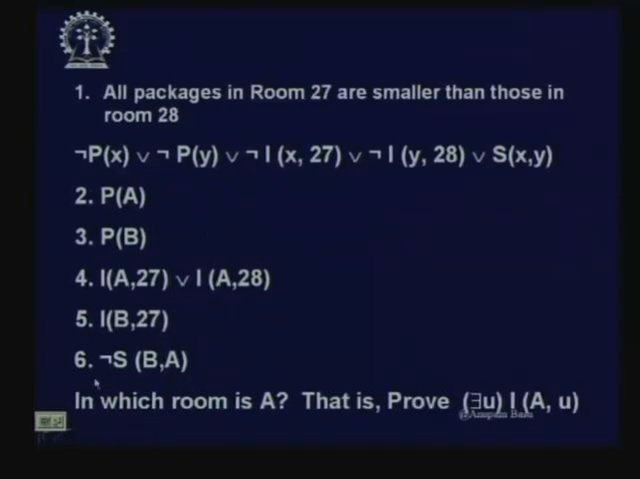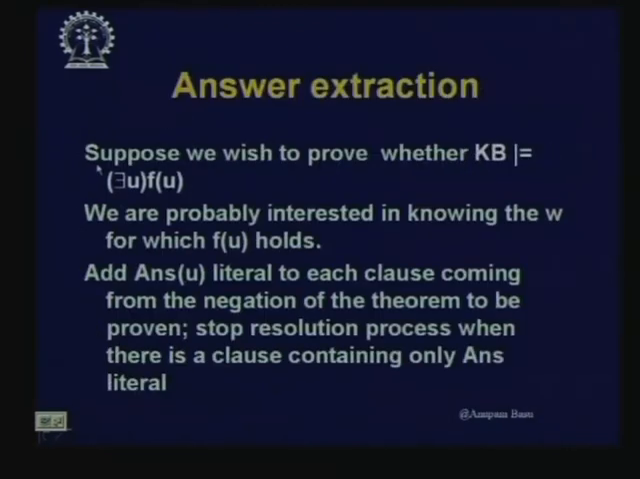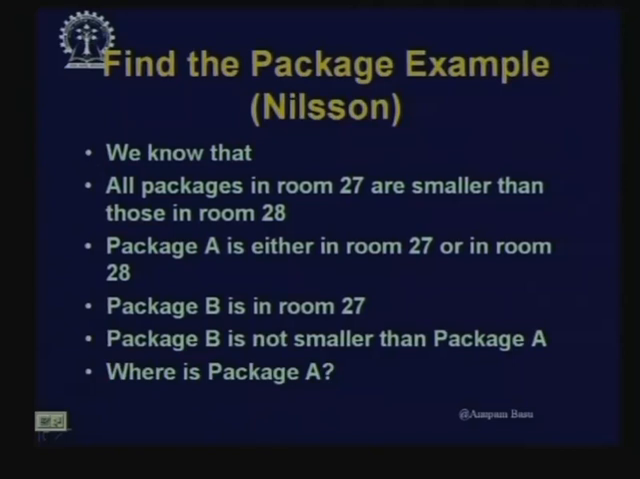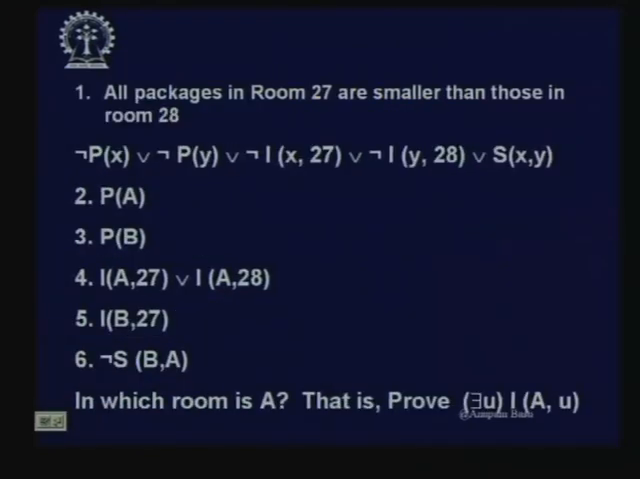For example, here our negation of the goal, so all packages in room 27 are smaller than those in room 28, can be converted in the clausal form in this way. All packages in room 27 are smaller than those in room 28. So, x is a package and y is a package, and x is in room 27, that means package x is in 27, package y is in room 28, and x is smaller than y. Now, if I convert them in clausal form, I get this.